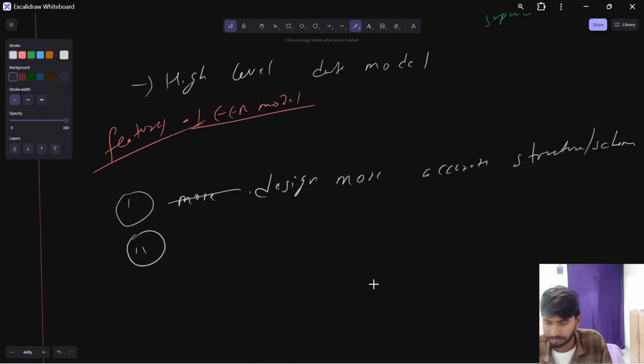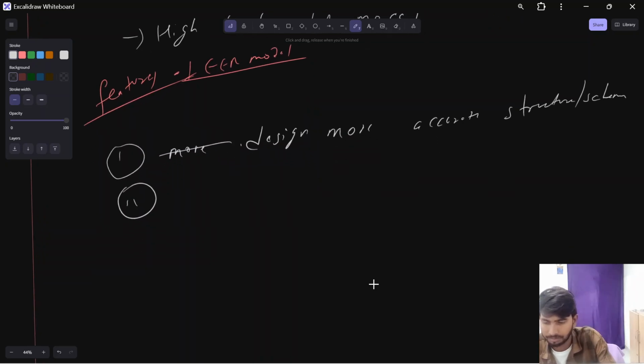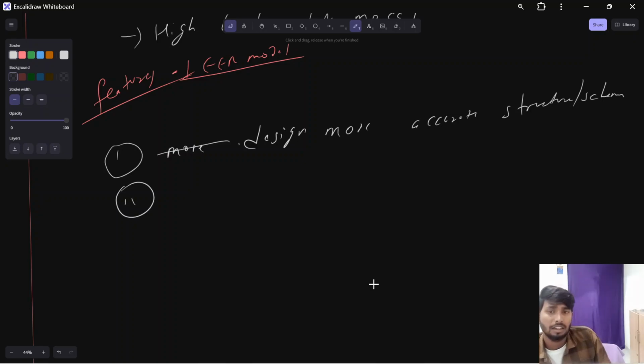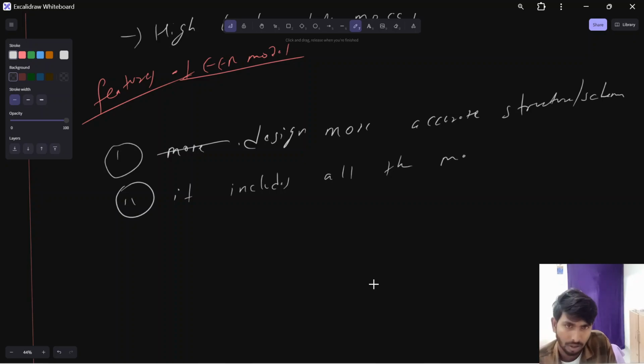Okay. The second thing: we can say it includes all the features of the ER model. It includes all the modeling features of the ER model.